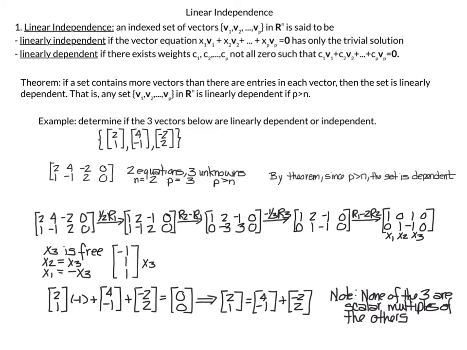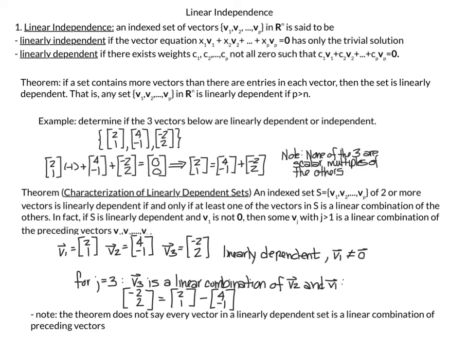The other thing to note is none of these three vectors are scalar multiples of each other, and yet they are linearly dependent. I wanted to come back to this characterization of linearly dependent sets. We said that a set of two or more vectors is linearly dependent if and only if at least one of the vectors is a linear combination of the others. So here we see one vector is a linear combination of the others. It's dependent. The second statement is what I wanted to focus on now.